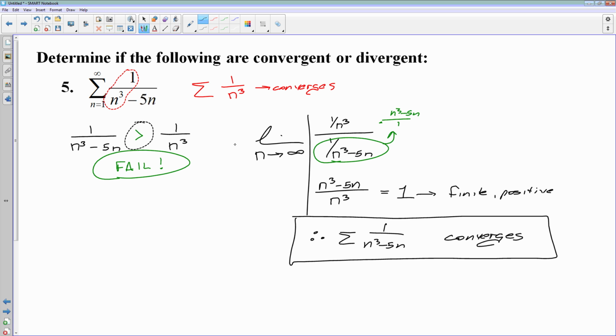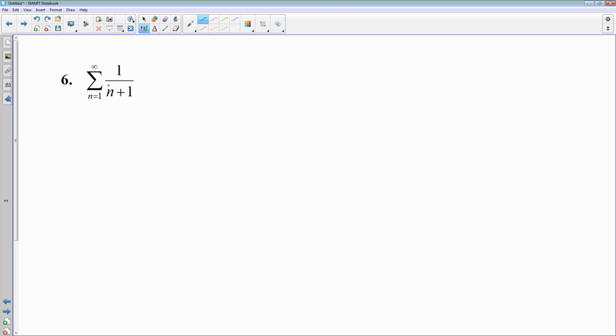So since my direct comparison failed, I went to limit comparison. What about this one, 1 over n plus 1? Well, this looks an awful lot like the harmonic series, so I'm going to compare it to 1 over n, which I know diverges.